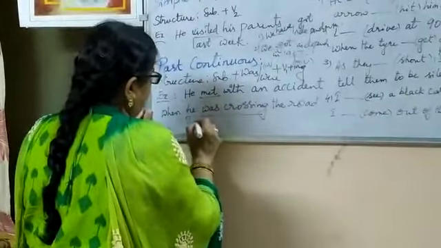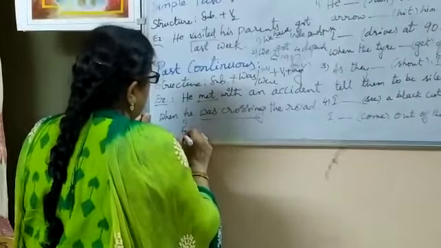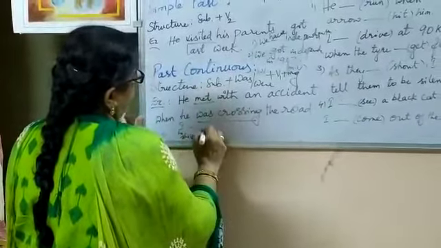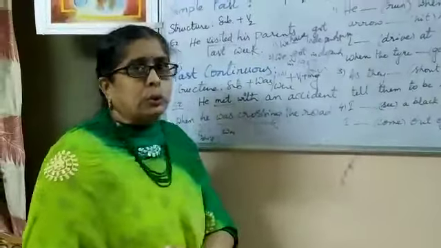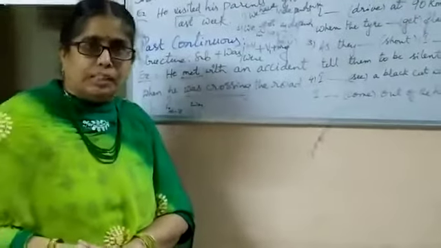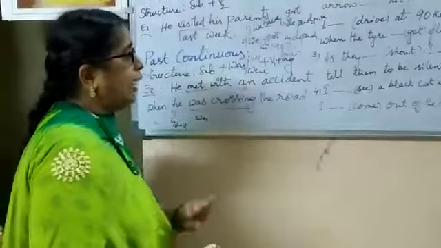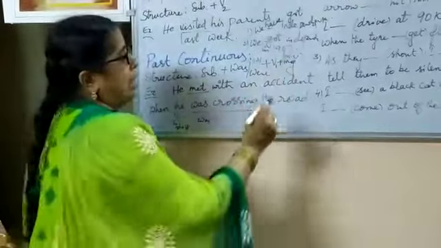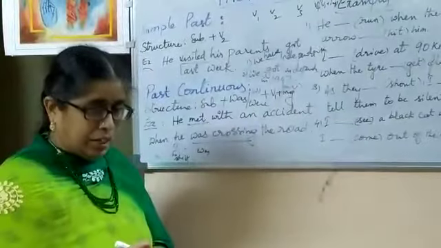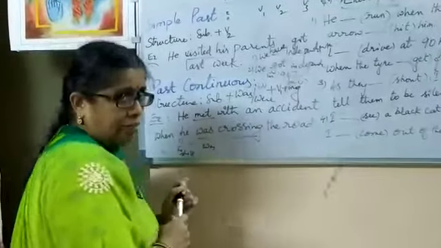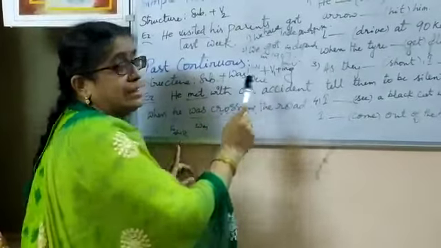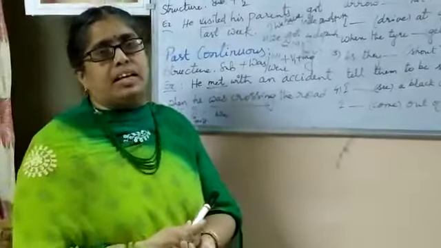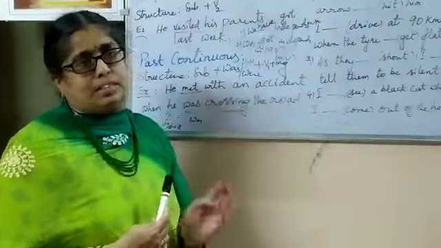If it is I, or he, she, it, then we take was. For the remaining subjects, we will take were. You, they, we, plural, third person, we take were. And the verb form is V1 plus ing form. Okay, this is the structure once again: subject plus was or were plus V1 plus ing form. This is called past continuous tense.